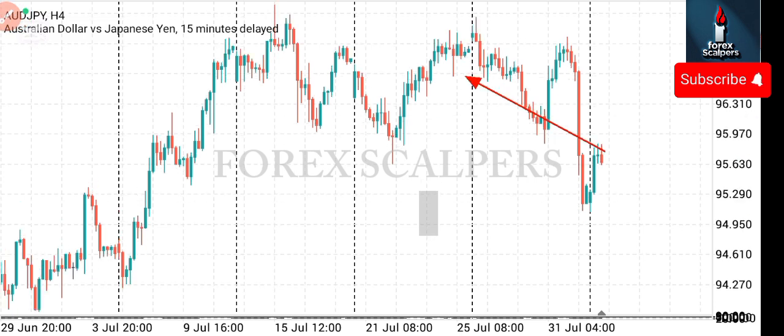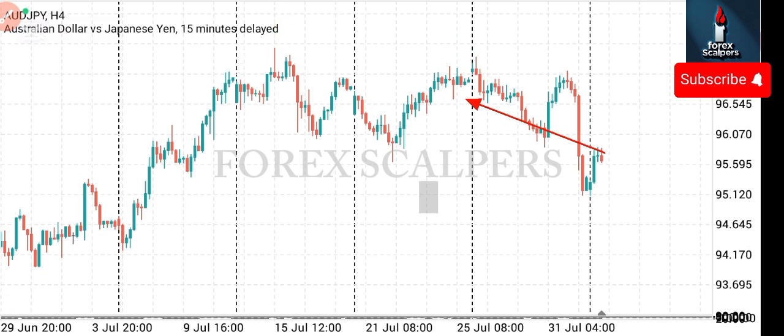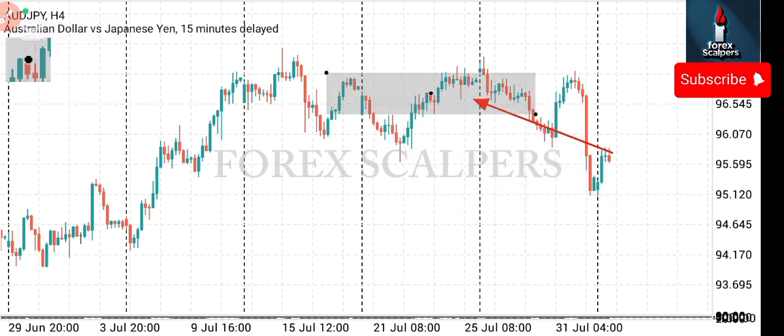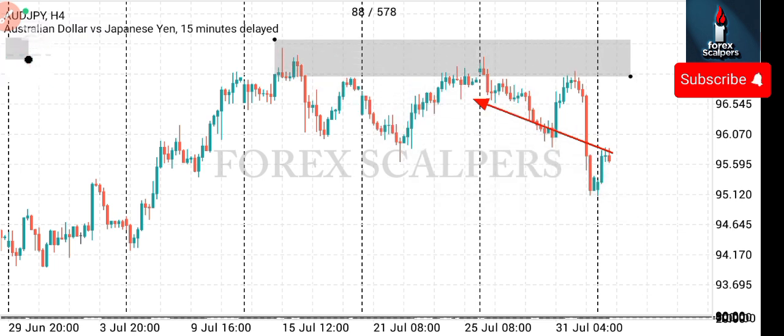Remember, previously we've done how to mark our support and resistance. Now, having marked your support and resistance, because we have done that in our previous video, I'm going straight into marking the point of resistance. So here is our resistance zone.